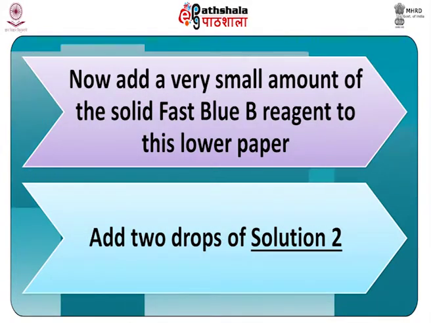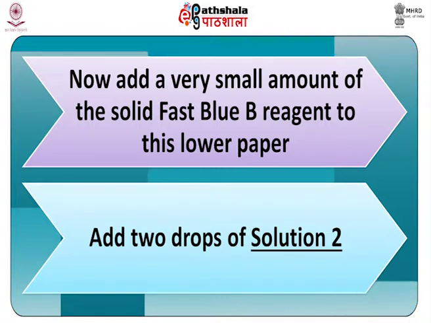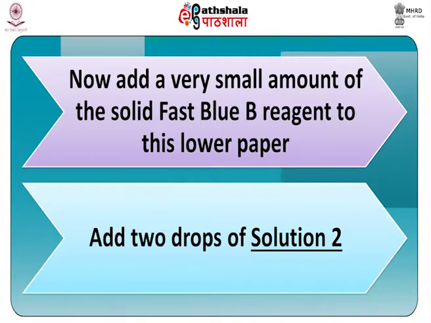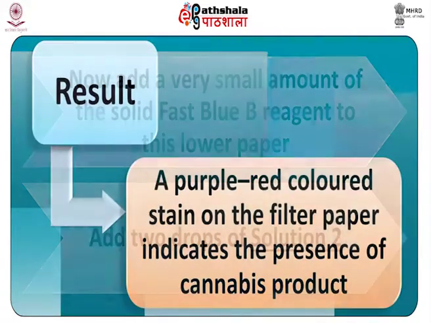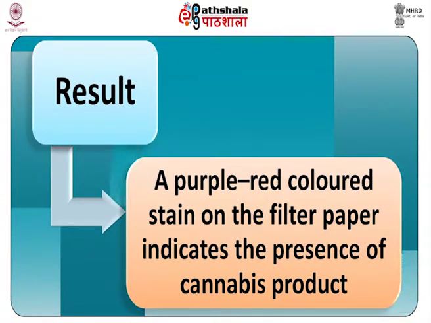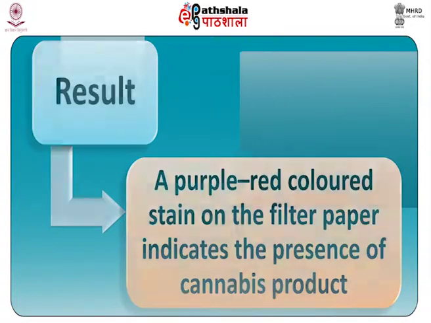Now add a very small amount of the solid Fast Blue B reagent to this lower paper and add 2 drops of solution 2. A purple-red colored stain on the filter paper indicates the presence of cannabis product.